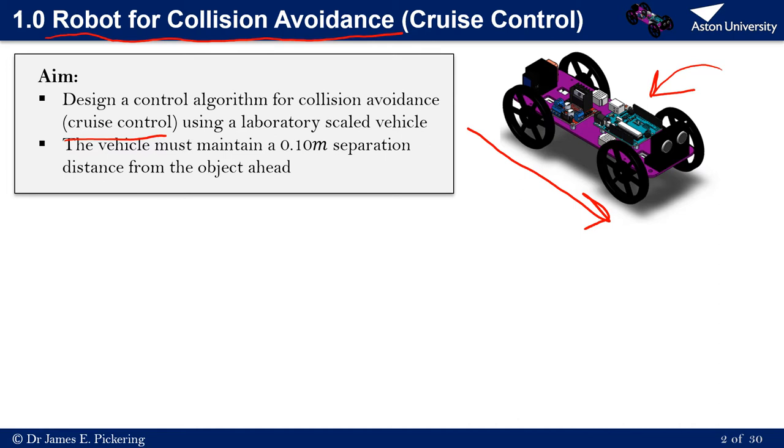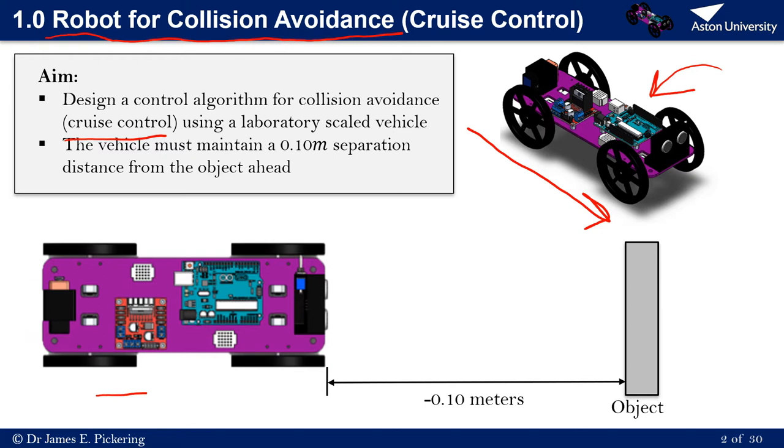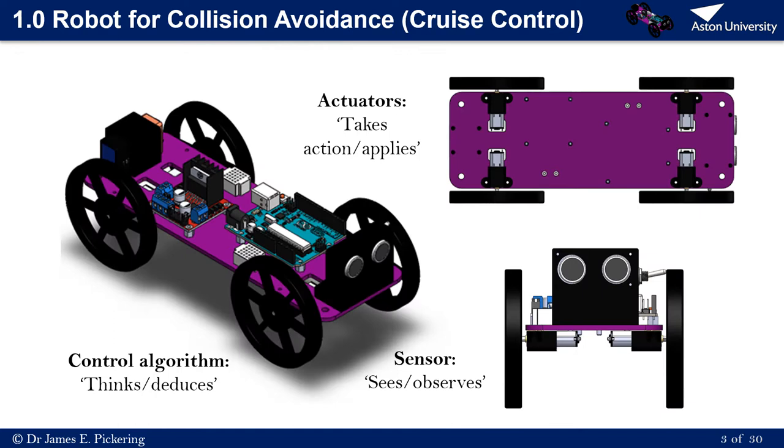I have this in a little illustration here, where the vehicle has a longitudinal displacement along here. They've got the object here, and the vehicle stops within effectively 0.1 meters. It's minus 0.1 meters because it's 0.1 meters behind the object. It will become clear why I'm using a negative number there when we get onto the control algorithm design.